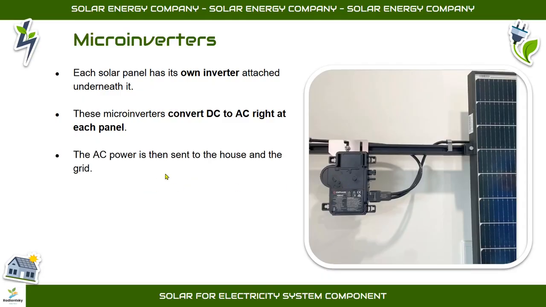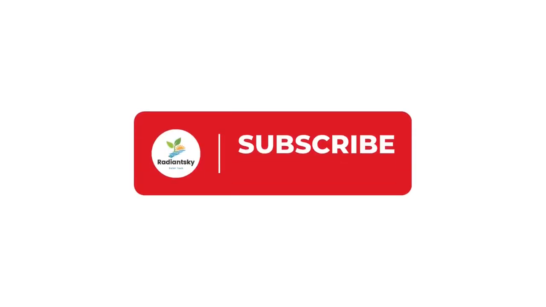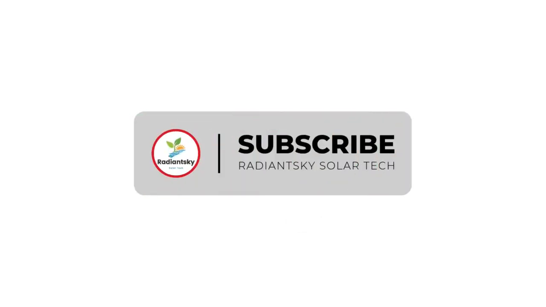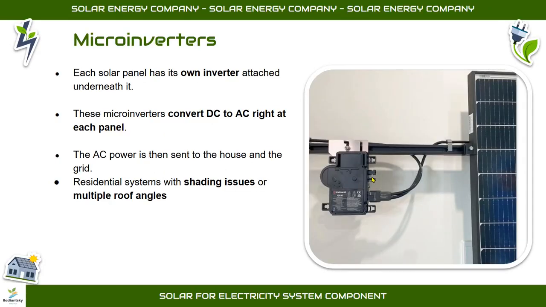Okay, so the AC power is then sent to the house and the grid. The same way as other inverters, you can send the alternating current that this inverter produces to your house for use, or you can send it to your power grid. Residential systems with shading issues or multi-roof angles can use this type of system, because each inverter is attached to one panel. Even though one panel is shaded, the other micro inverters will still be working on the other panels. So that is why it's better where there are shading issues.